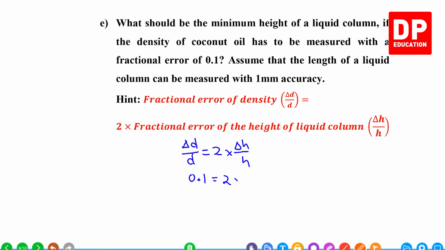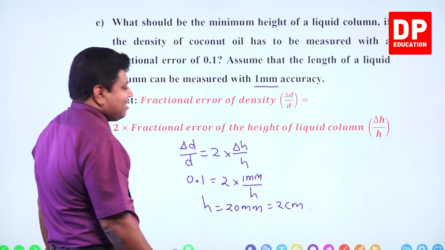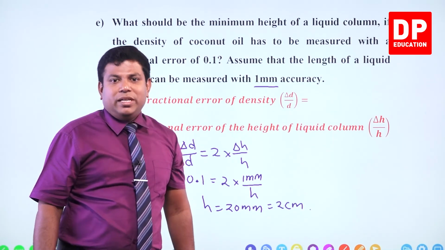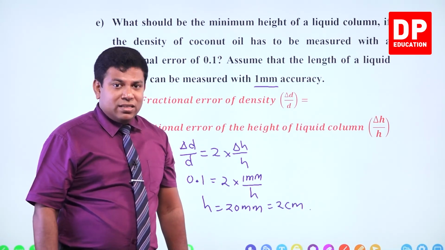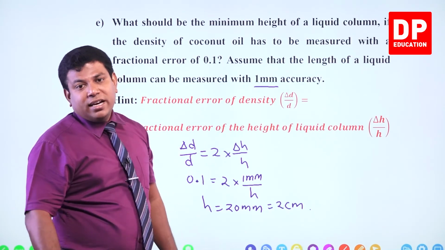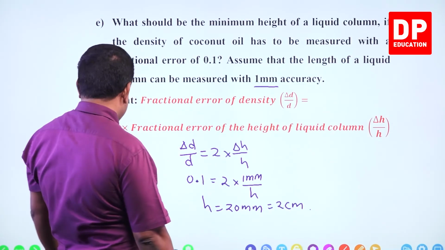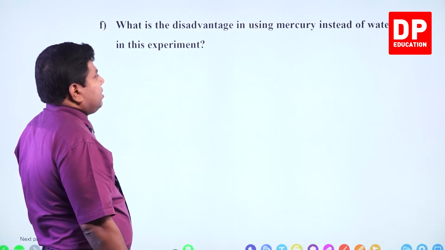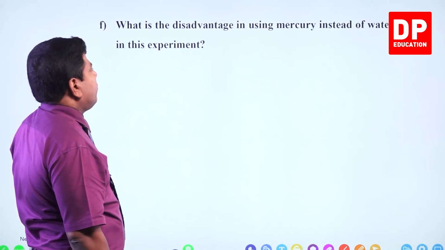2 into delta H. Length measurement error can be 1 millimeter. 1 millimeter over H. So H is going to be 2 divided by 0.1, 20 millimeter. That is 2 centimeter. So at least H has to be 2 centimeter. 2 centimeter must be the minimum measurement you take such that density's fractional error is 1%. What is the disadvantage in using mercury instead of water in this experiment?